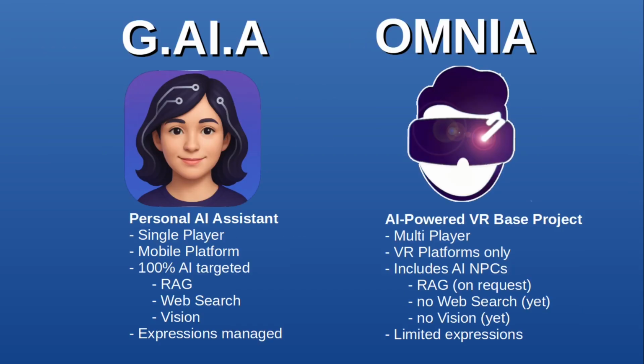So to quickly recap, there will be 2 projects available in GitHub. One will be OMNIA, formerly known as the BAM construct, which is an AI-powered VR base project. Multiplayer, it is targeted for VR platforms only. It includes AI NPCs. You could do RAG, but that's on request.